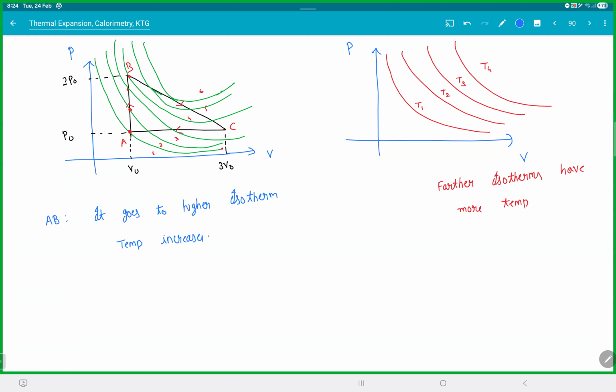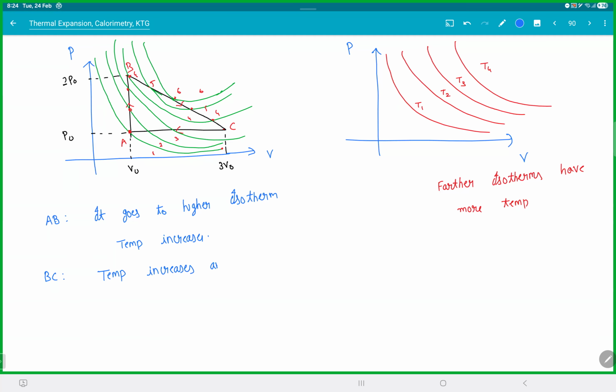But when you look at the BC, you can clearly see the points here. This was the triangle, isotherm 4, this is isotherm 5, this is isotherm 6, again 5 and again 4. So when you go from B to C, you are going from 4 to 6, right? And then you're going from 6 to 4. So temperature first increases and then decreases.